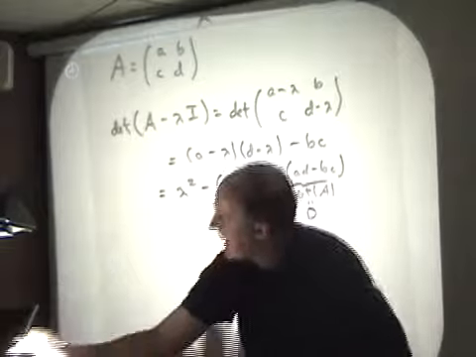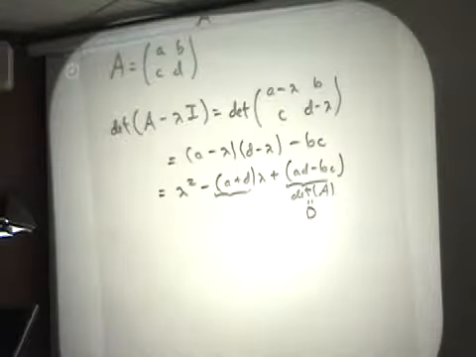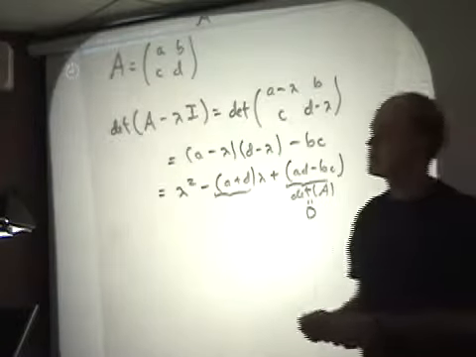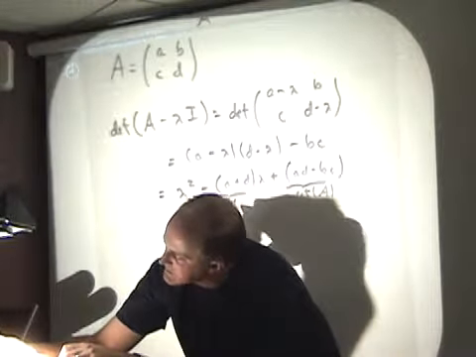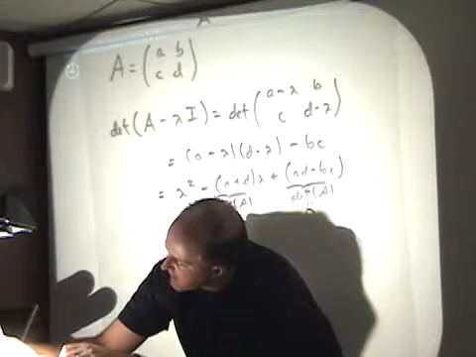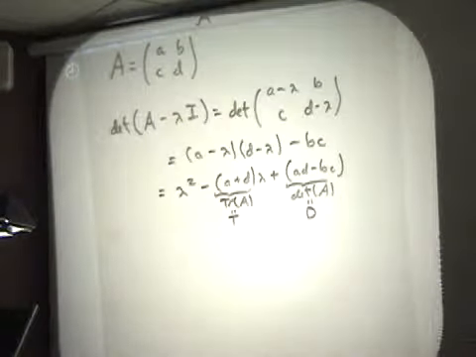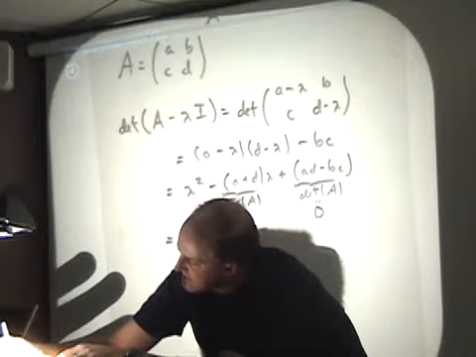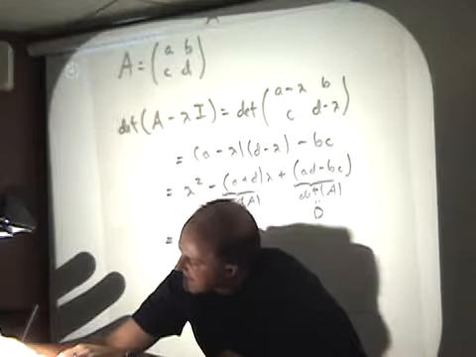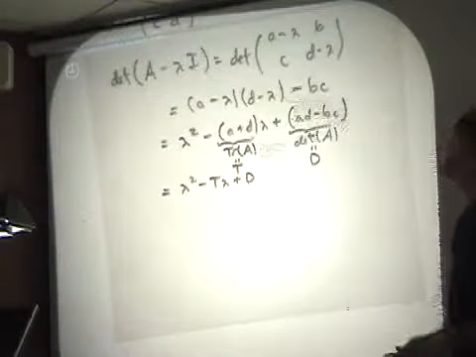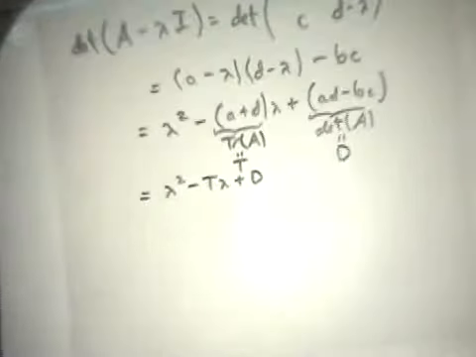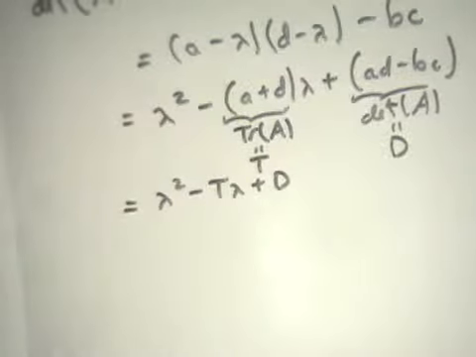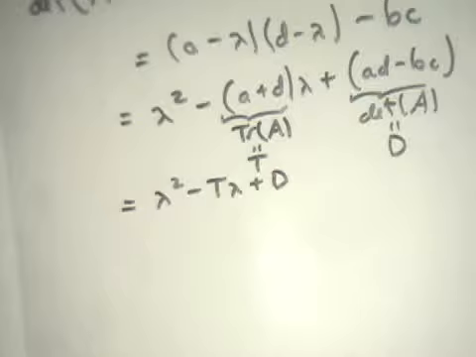And this quantity right here, a plus d, is the sum of the elements on the main diagonal of A. That's called the trace of the matrix A, sometimes denoted by tr A, but for shorthand I'll call it just capital T. So in terms of the trace, the sum of the elements on the main diagonal of A, and the determinant, the product of the elements on the main diagonal minus the product of the elements on the off diagonal, the characteristic polynomial whose roots are the eigenvalues is this: lambda squared minus the trace times lambda plus the determinant.